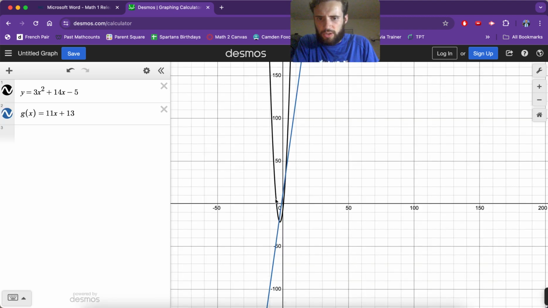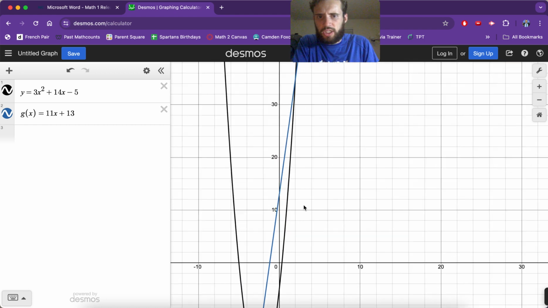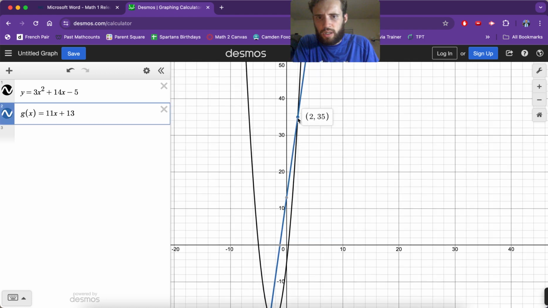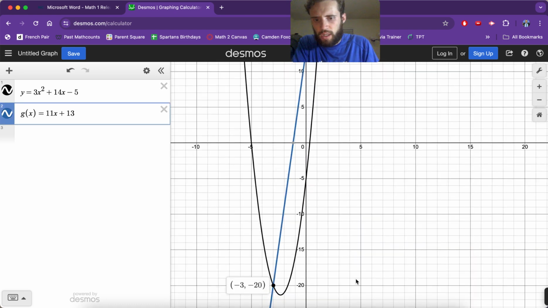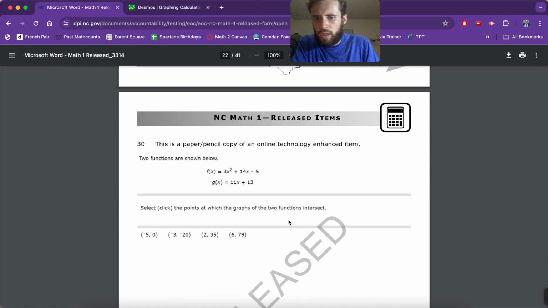I don't think it actually matters, but let's see, they intersect at 2 points, which makes sense. Let's see, (2, 35), and the other one is (-3, -20). So (2, 35) and (-3, -20). These two would be your answers. Would you click them? So you click this point and this point, right?